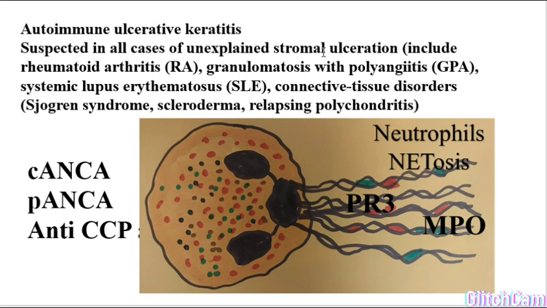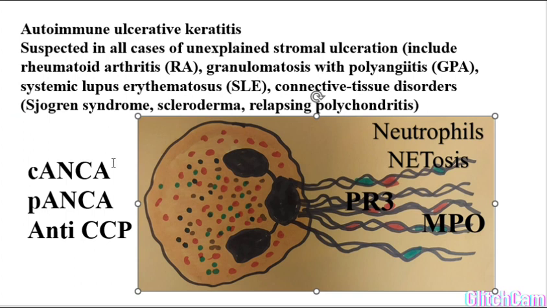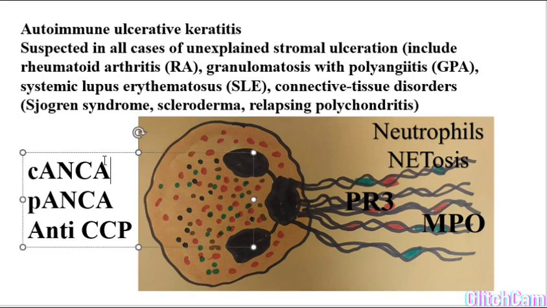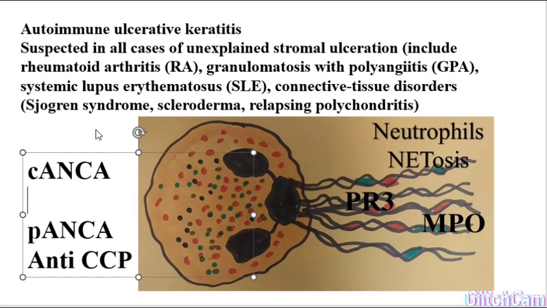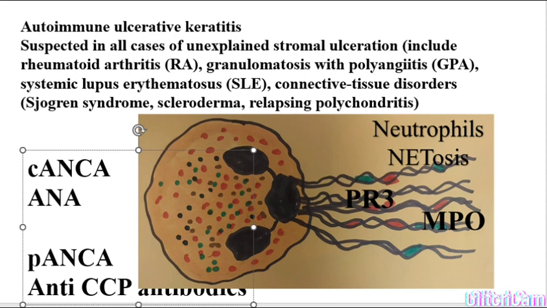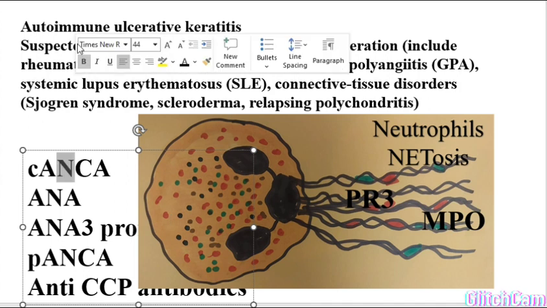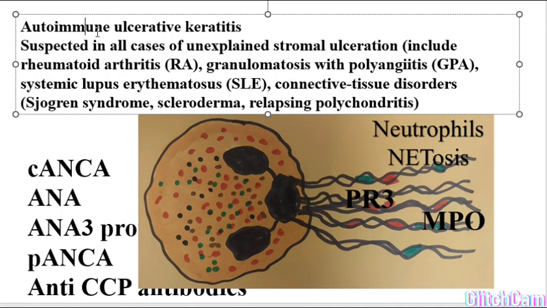So in case of unexplained stromal ulceration of the cornea, we also order anti-CCP antibodies, and also, if we suspect systemic lupus, we can, for example, order anti-nuclear antibody, and also we can order an ENA profile, just to reach the diagnosis, because this condition is very serious and might be life threatening.